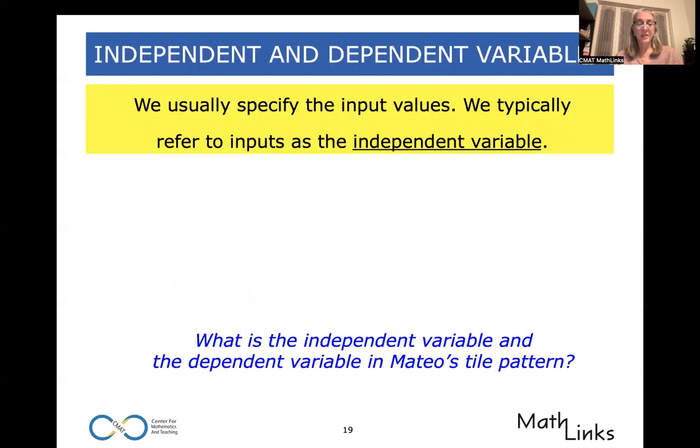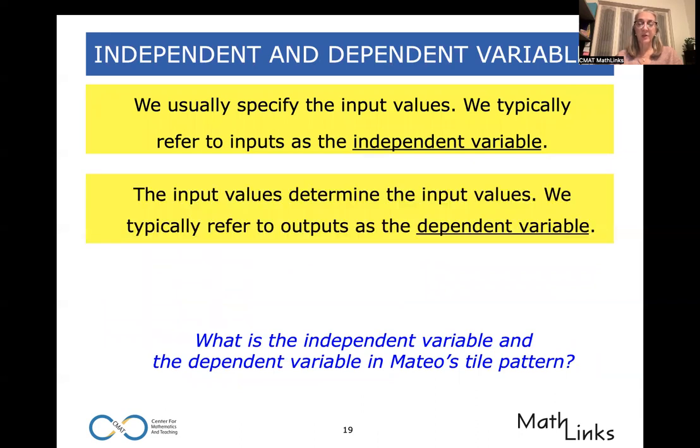This slide is used to connect the concept of input and output values to the vocabulary of independent and dependent variables.